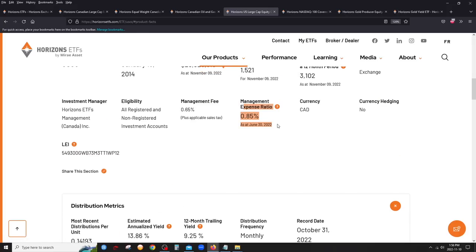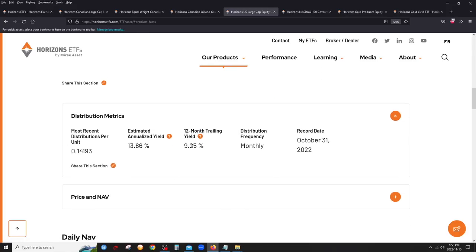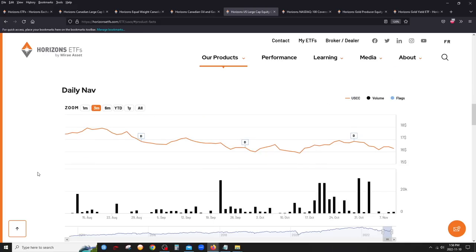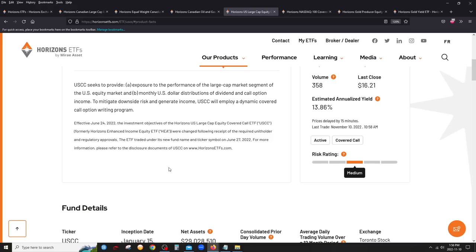The MERs are all about 0.85 on all of them. The 12-month trailing yield, so the average of the last 12 months, is obviously lower. Since volatility has spiked, the distributions have spiked on this one too. So yeah, very impressive here with the yields and the distributions.